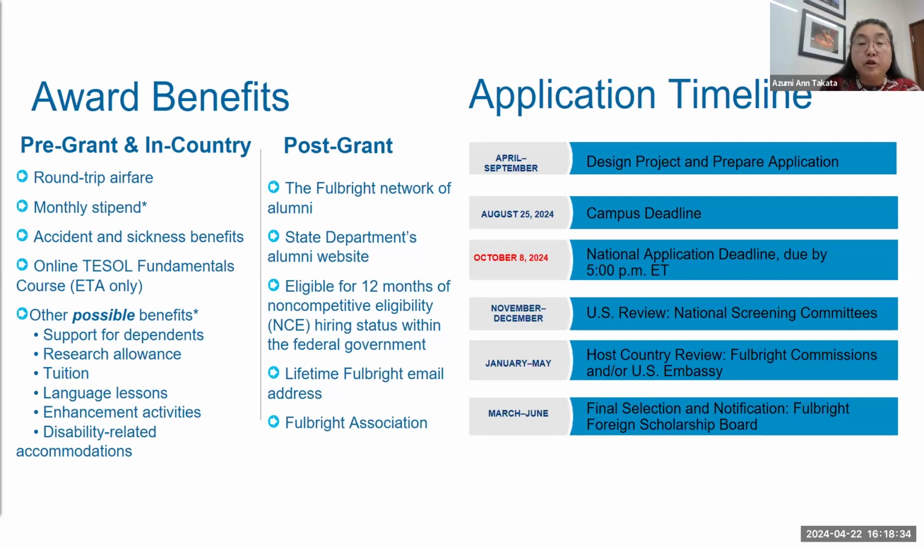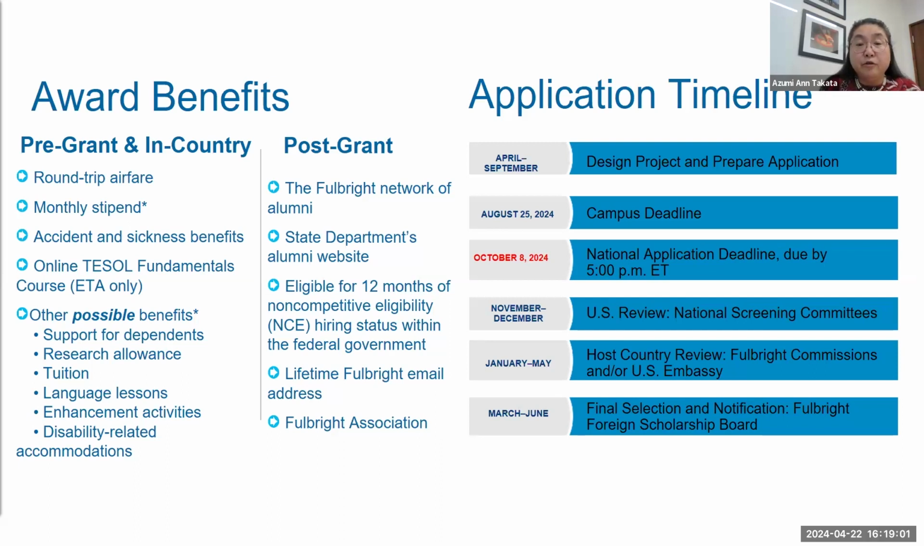In terms of the application deadline, the online application opened earlier this month on April 2nd. And so we're right in the early application period. This is a time for you to design your project and prepare your application. The campus deadline is August 25th. That is, it's the Sunday before the first day of classes. It is an online deadline, so we're able to have a Sunday deadline.